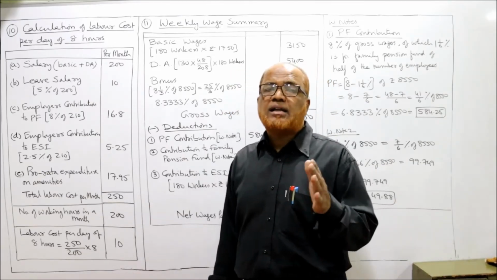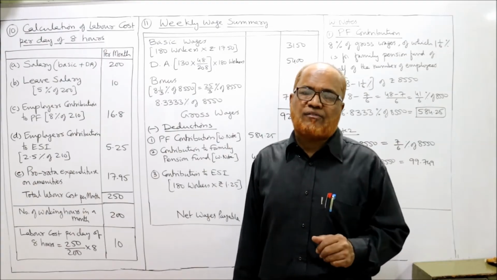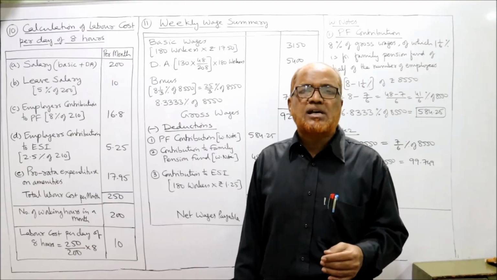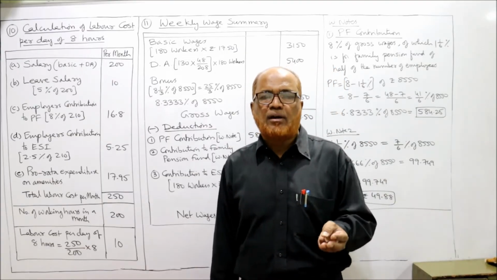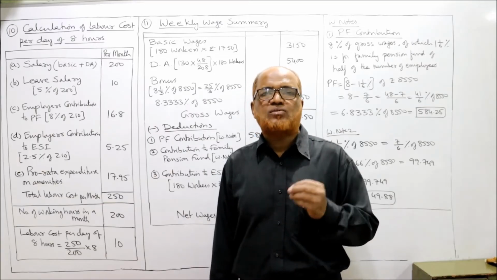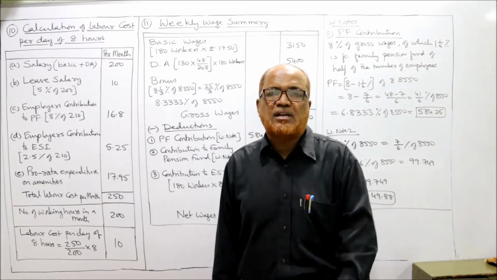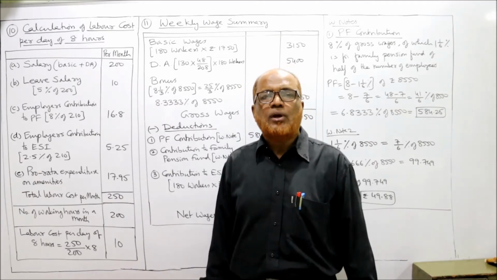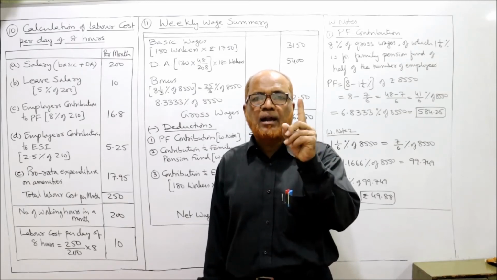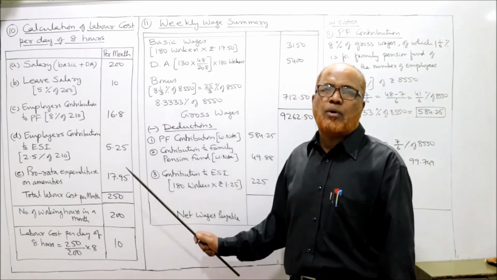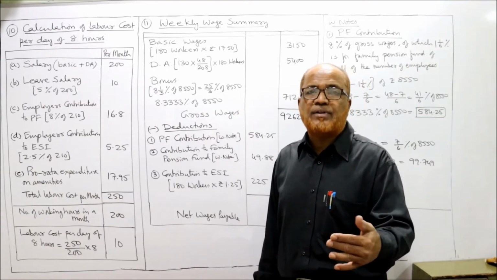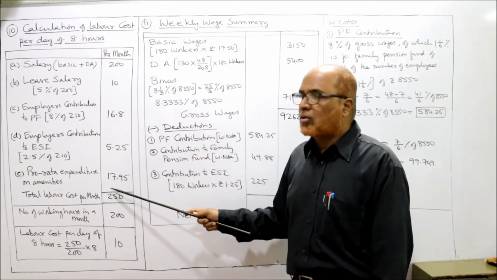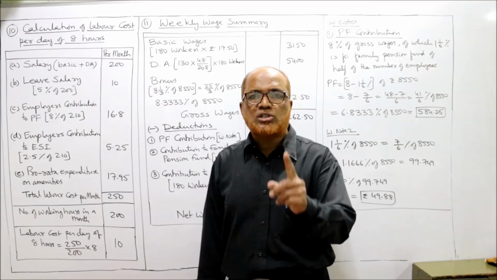Apart from that, pro rata expenditure on amenities to staff. Sometimes indirect expenditure will be incurred by the employer on the employees, like a subsidized canteen, or medical facilities, or conveyance facilities, or recreational facilities. All these are the indirect benefits given by the employer to the employee. So pro rata expenditure per head per month comes to 17.95. These are the non-monetary benefits, fringe benefits given to the employee. So per month, what is the total labor cost? 250 rupees is the total labor cost per month.